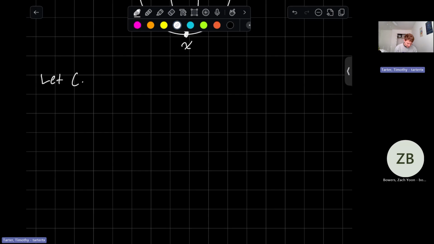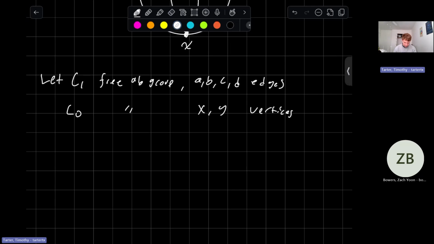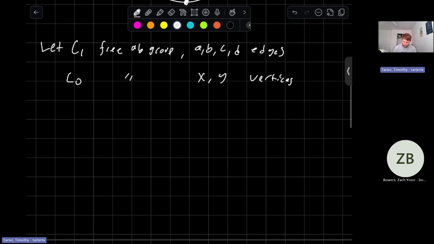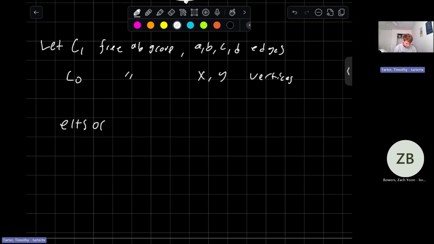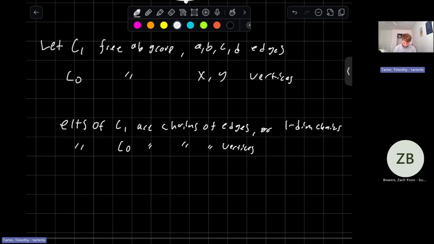Let C1 be a free abelian group with basis edges A, B, C, D, and let C0 be the free abelian group with vertices X and Y. Elements of C1 are chains of edges, or one-dimensional chains, and elements of C0 are chains of vertices, or zero-dimensional chains.